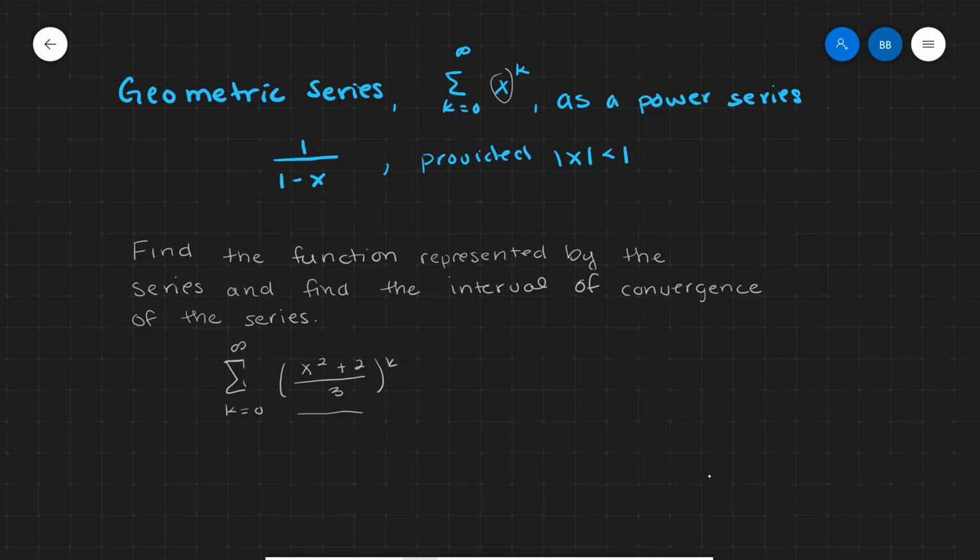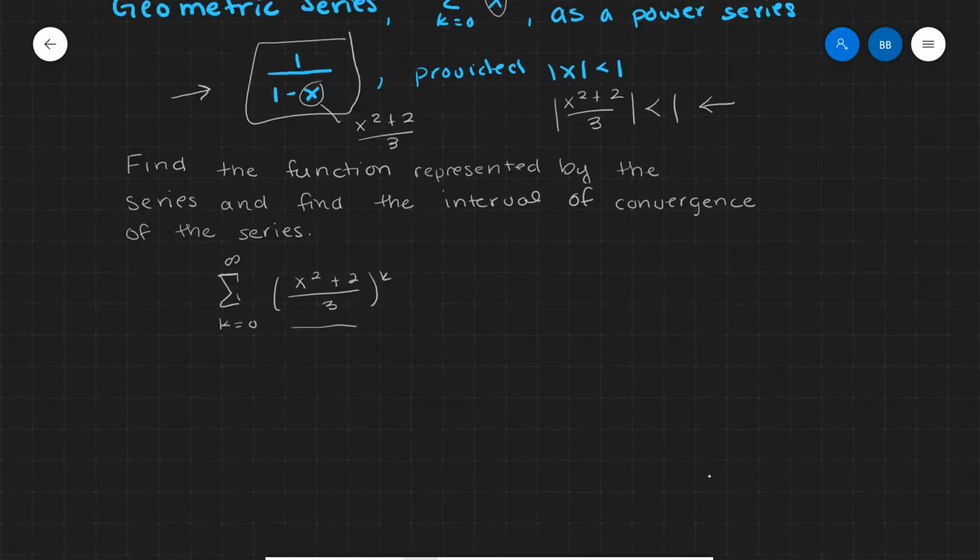What we need to do is make sure that our value of x, and in this case that would be (x squared plus 2) over 3, absolute value is less than 1. And we would find that it's convergent to the same idea, except again our x value would be (x squared plus 2) over 3. So we just need to plug and chug our x value from our summation into these two ideas to be able to find, one, the interval of convergence, and two, the function that it converges to.